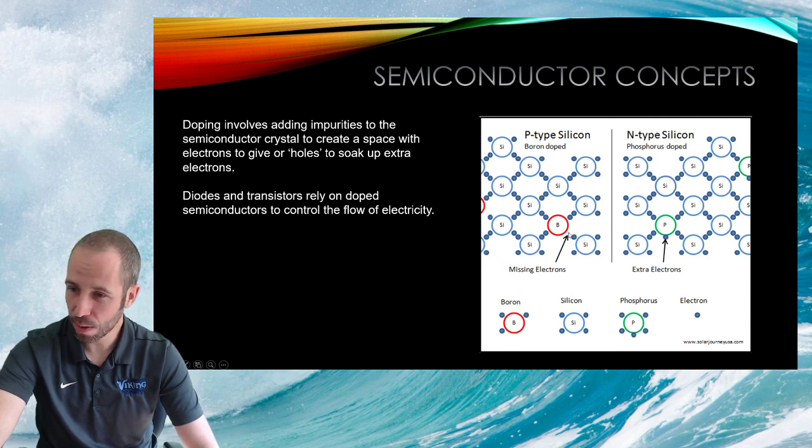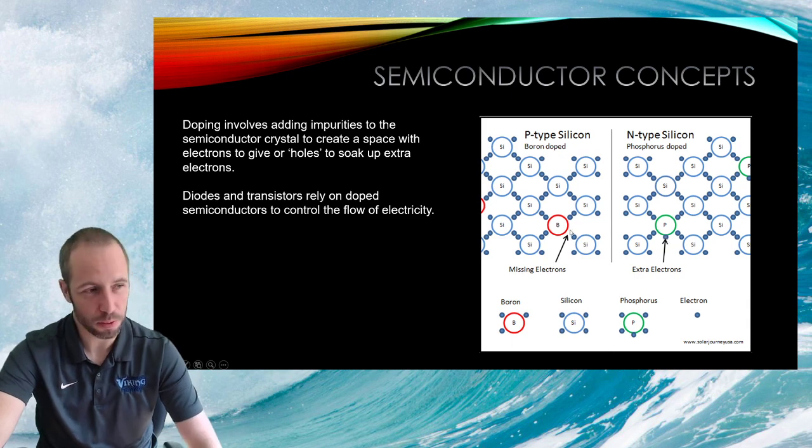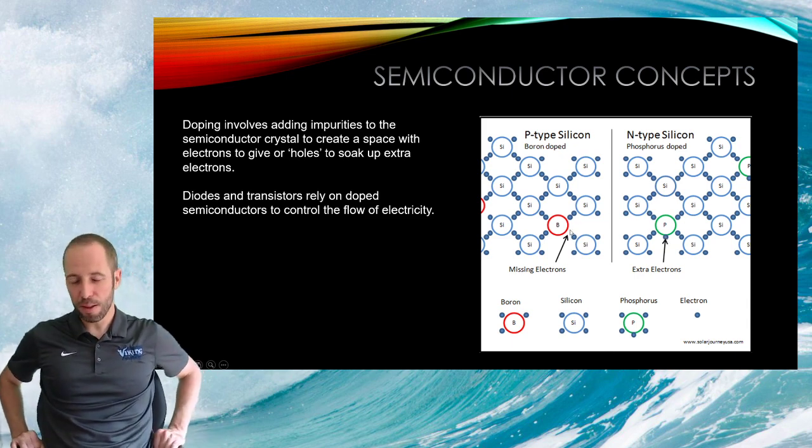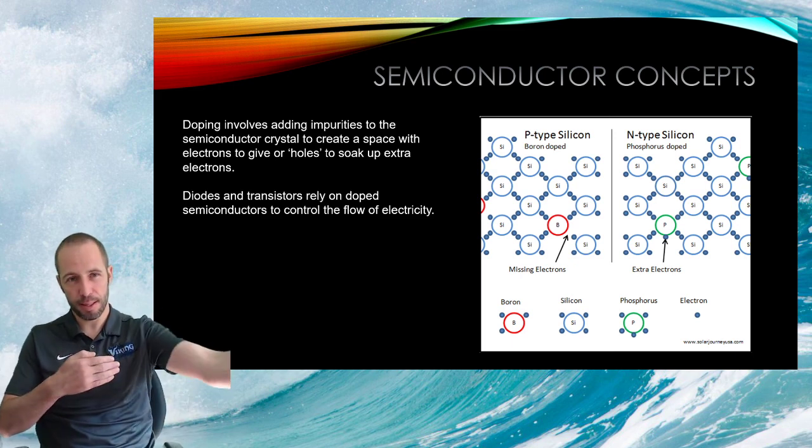This missing spot is called a hole. You can have this extra electron fall into a hole. Now, what did we just talk about with falling electrons? When an electron falls, it's giving up potential energy. And if it's giving up potential energy, the energy can come out as light.